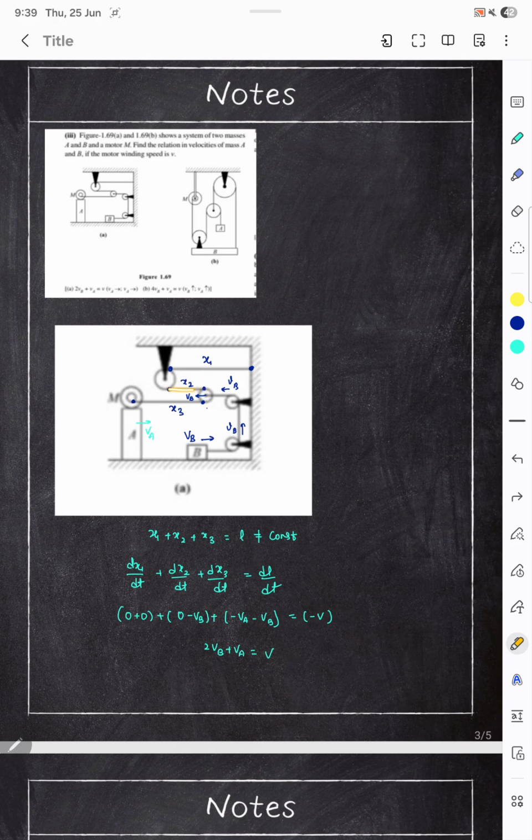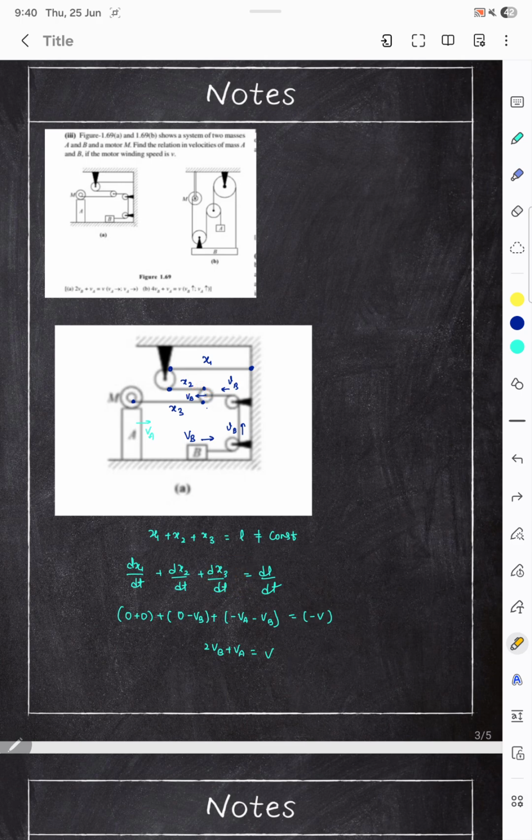Now let's consider x2, dx2 by dt. In dx2 by dt, this is point number 1, and this is a fixed point. That's why its velocity is 0, and this point is moving in the leftward direction with velocity vb. Due to this velocity, we see that x2 is decreasing. That's why it is considered negative. So minus vb, in which minus represents that this vb contributes in a negative way, meaning it's decreasing x2.